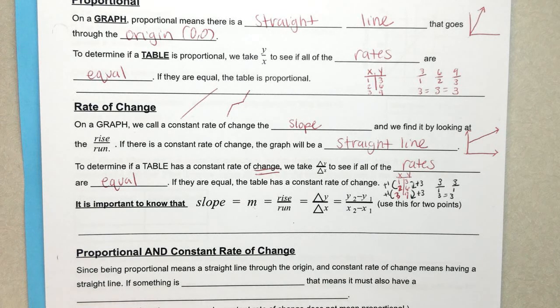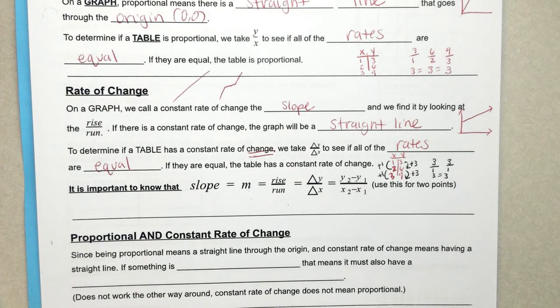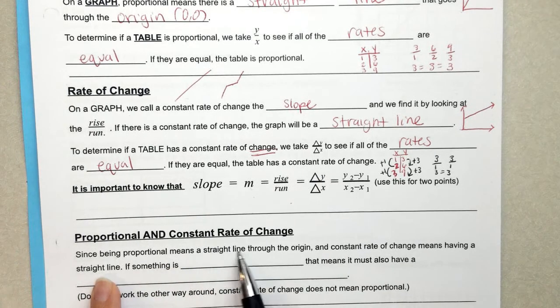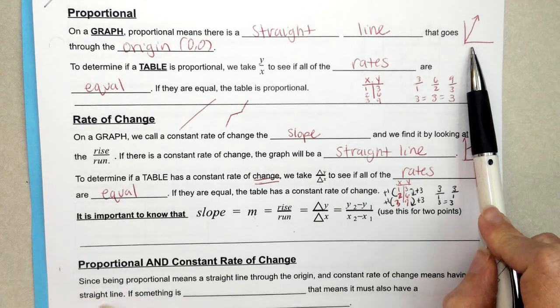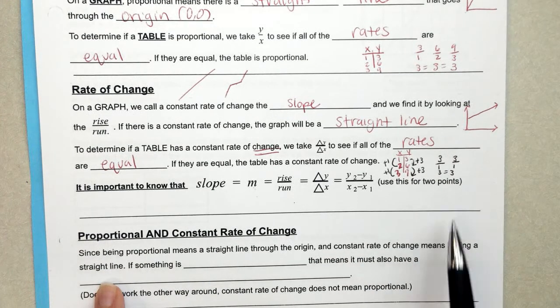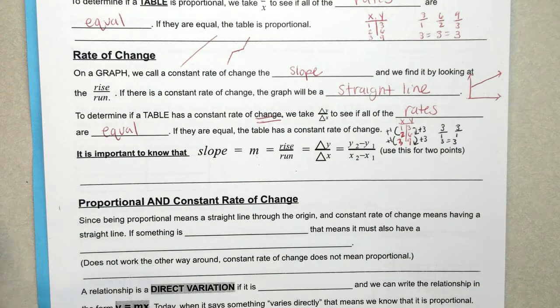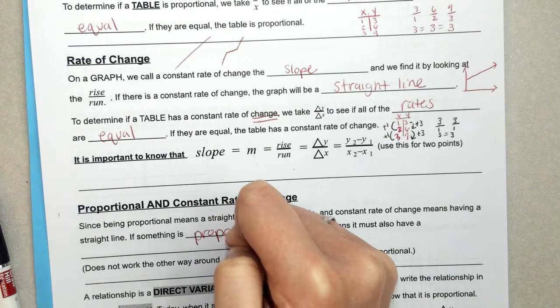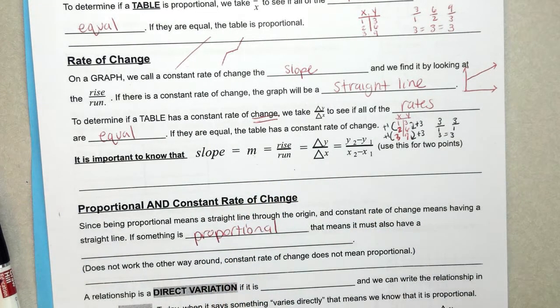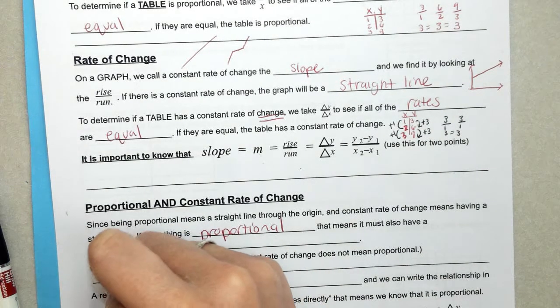So as we're thinking about this, if things are proportional, what does that mean for constant rate of change? Since being proportional means there's a straight line through the origin, just like this, and constant rate of change means having a straight line, like this, we know if something is proportional, that means it also must have a constant rate of change.